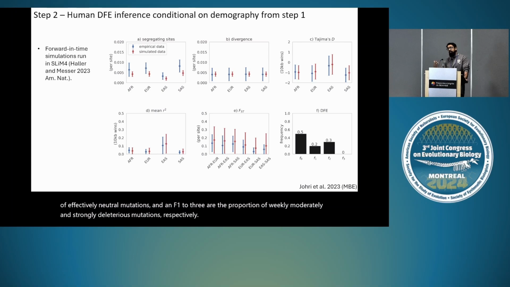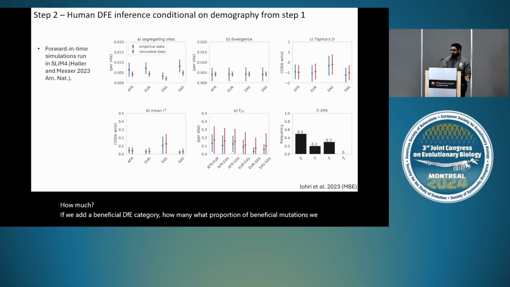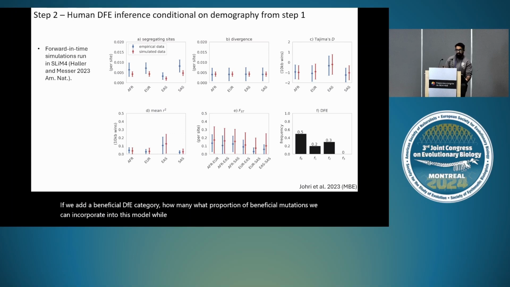And considering they've accounted for the effects of background selection and of population size change by using the joint inference approach, and we're using the same set of curated regions as they are, we'd expect this DFE to fit our data well. And you can see that once again we have a pretty good fit here. We're also looking at divergence here, which is of course going to be an important consideration when we're modelling selection. And we can go on from here and then look at, if we add a beneficial DFE category, what proportion of beneficial mutations we can incorporate into this model while still maintaining a good fit to the data.